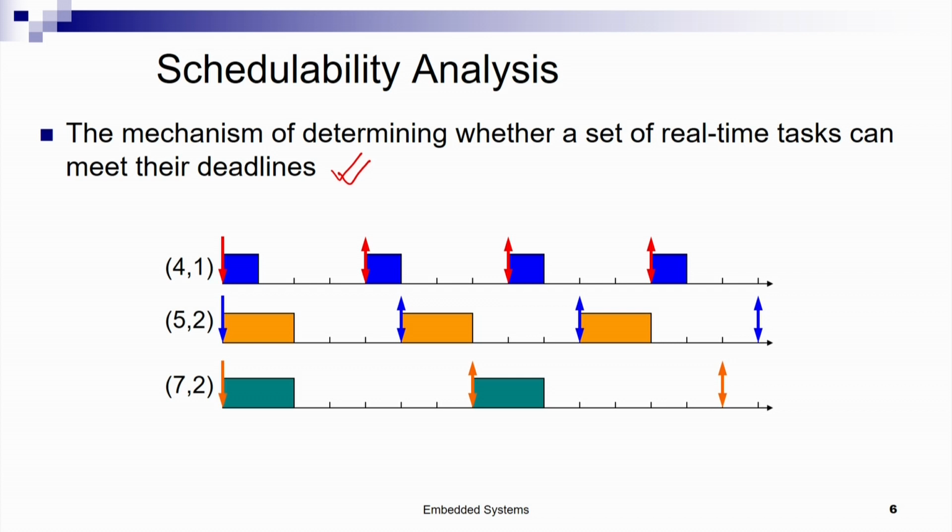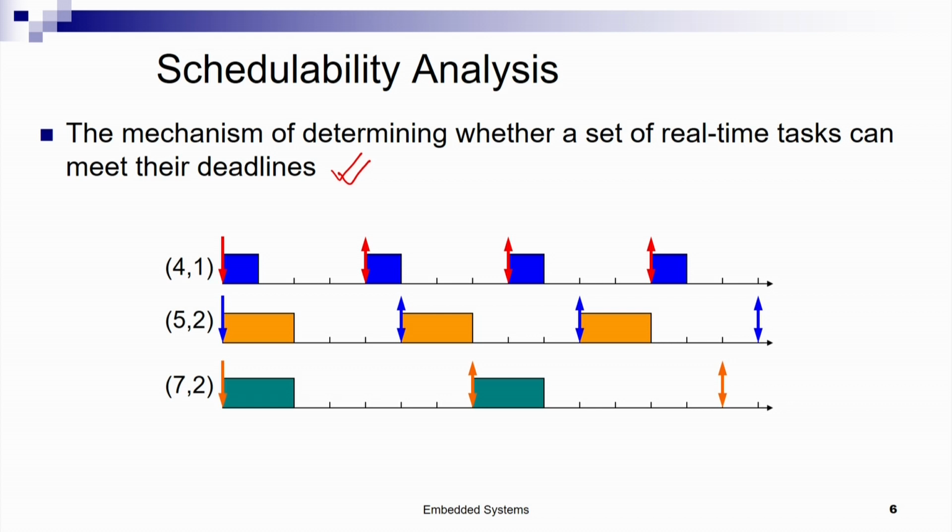So, we have a set of tasks which needs to be scheduled on a processor. Will I be able to schedule all the tasks on this processor such that all jobs of all tasks will always meet their deadlines? This mathematical analysis is called schedulability analysis.